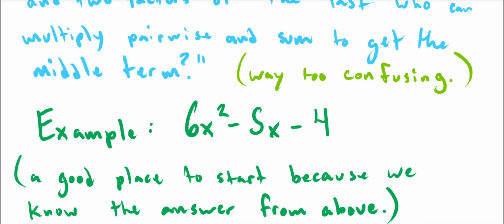So let's start with this polynomial. This is a good place to start because we already know what its factors are. This is what we expanded to get our first example. So we have 6x squared minus 5x minus 4.